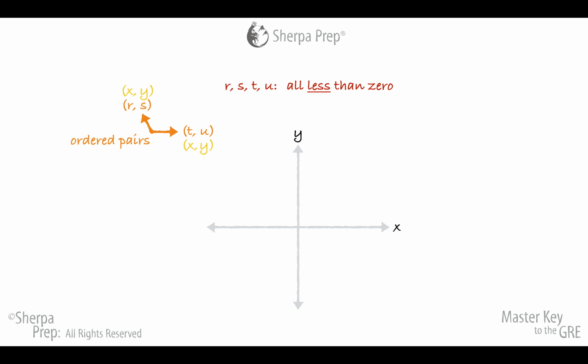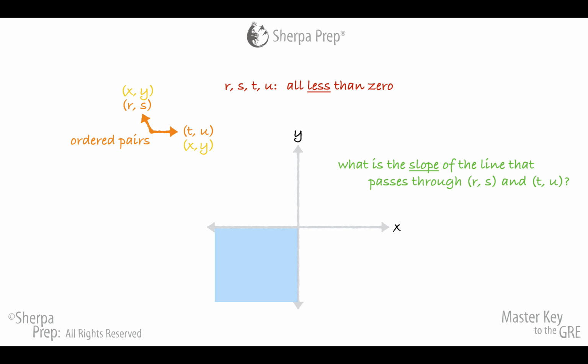Now the question, of course, is what's the slope of the line that passes through our 2 points? The difficulty, of course, is that we don't know precisely where these points lie. We know they lie in this quadrant, but we don't know specifically where they are. For example, (r, s) could be here, and (t, u) could be here. And if we were to draw a line between them, you can see how we would have a positive slope.